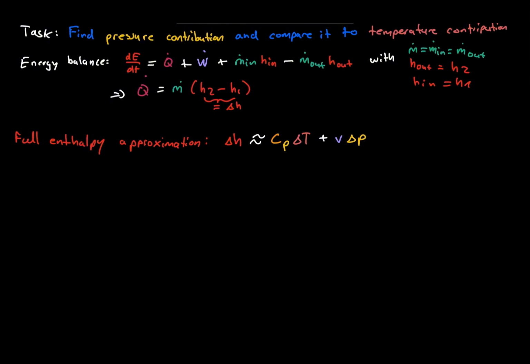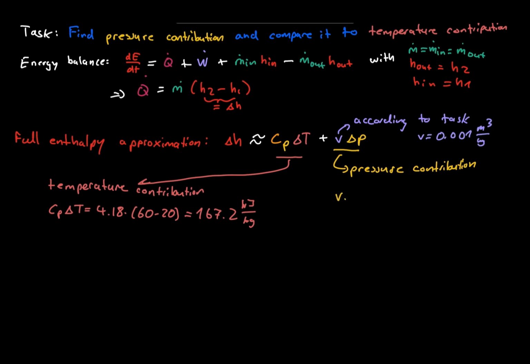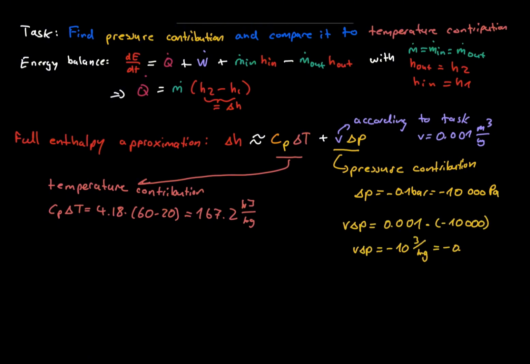Now let's compare the two effects. The temperature change is 40 Kelvin, so Cp times delta T gives about 167 kilojoules per kilogram. Now the pressure term. The pressure drop is 0.1 bar, which is 10,000 Pascal. Multiplying by the specific volume gives about 0.01 kilojoules per kilogram.